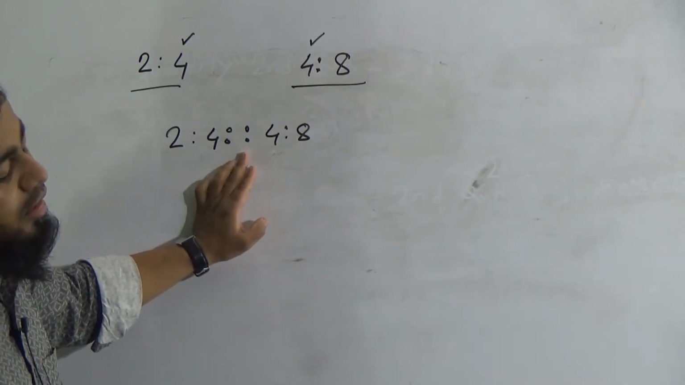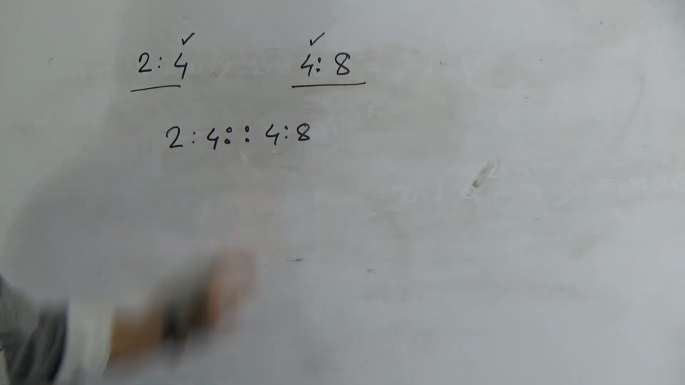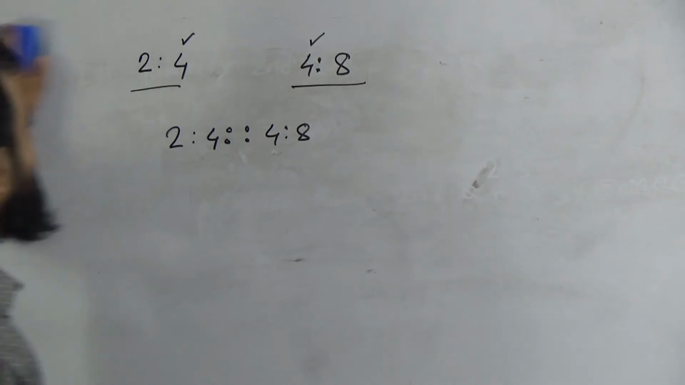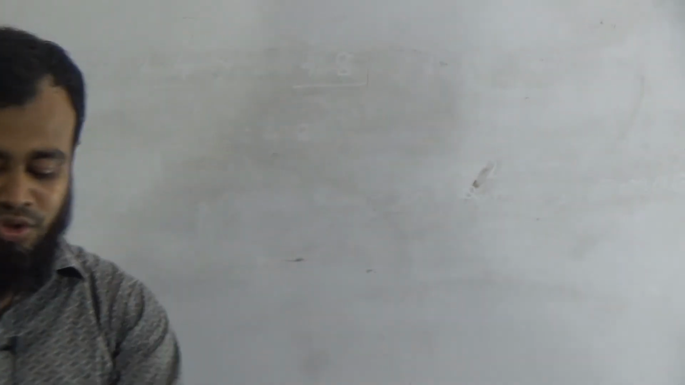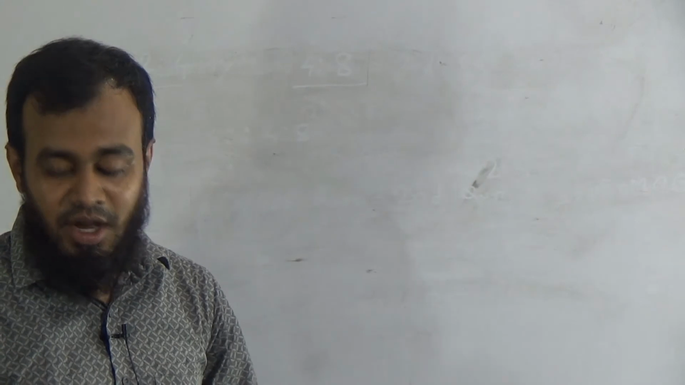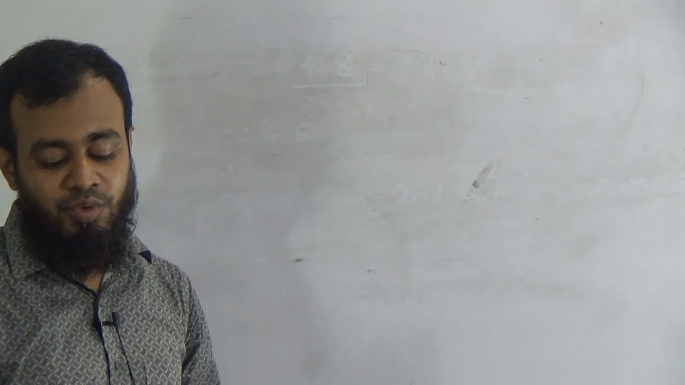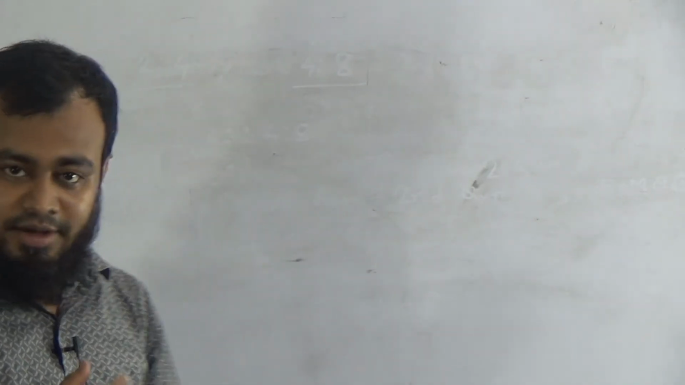Now we are going to discuss question number 7 of exercise 2.1. You should collect the question from your book, page number 27. The question is, ages of 3 sons of Mr. Kabir are 5 years, 7 years and 9 years respectively. He gave Taka 4,200 in the ratio of their ages. How much will each son get?